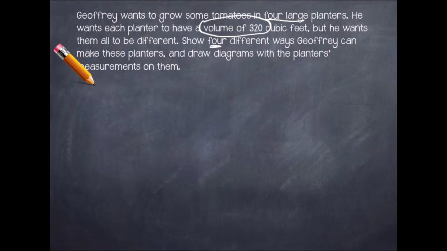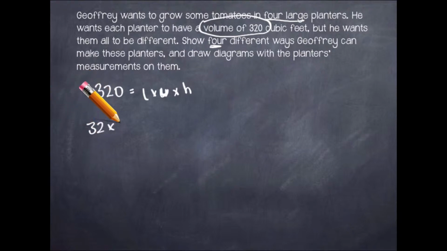So we know that the volume is going to be 320, and that's going to be equal to the length times the width times the height. So let's think about the number 320 for a second. When I see that, I could think of it as 32 tens, right? 32 times 10 would get me 320. So I have 2 numbers here, and I need 3. So what if we did something like this?